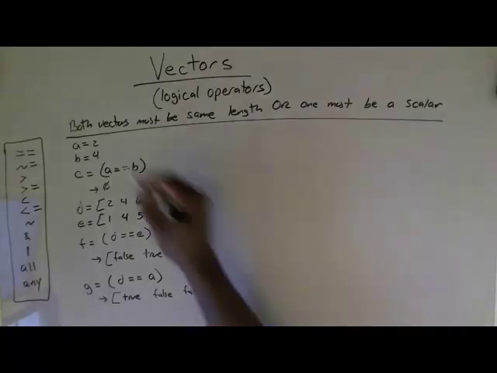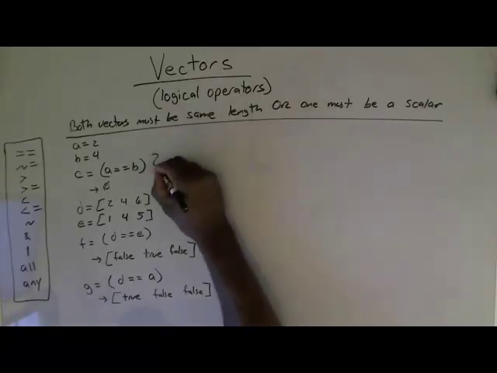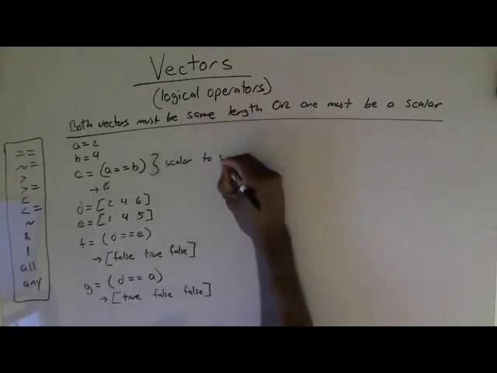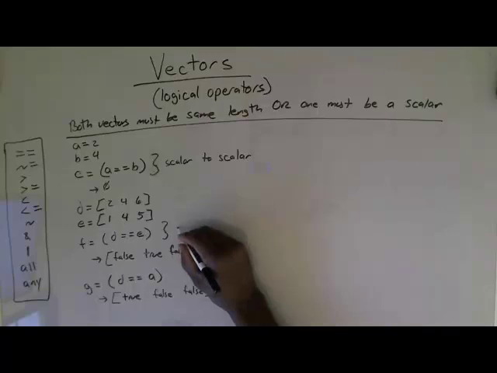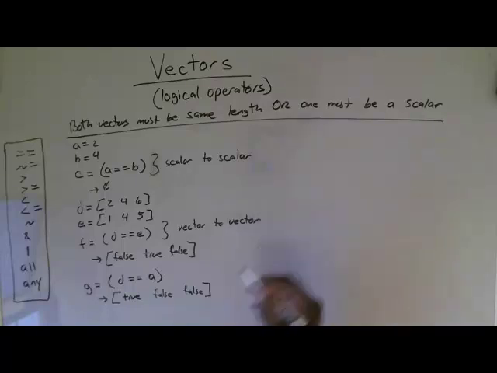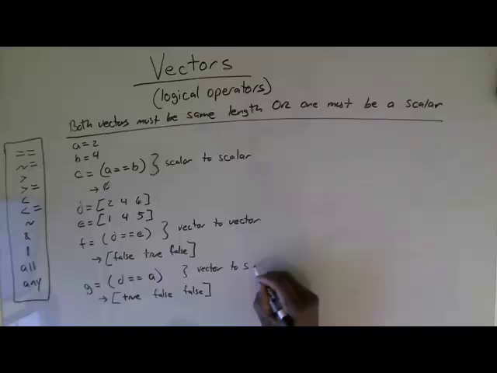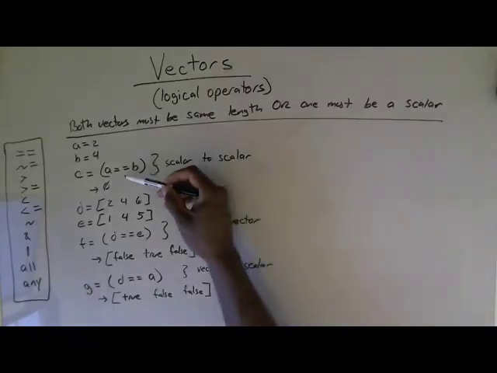Okay? So this here is scalar to scalar. This one here is vector to vector. And this one here is vector to scalar. Okay, and you can get any of these combinations.